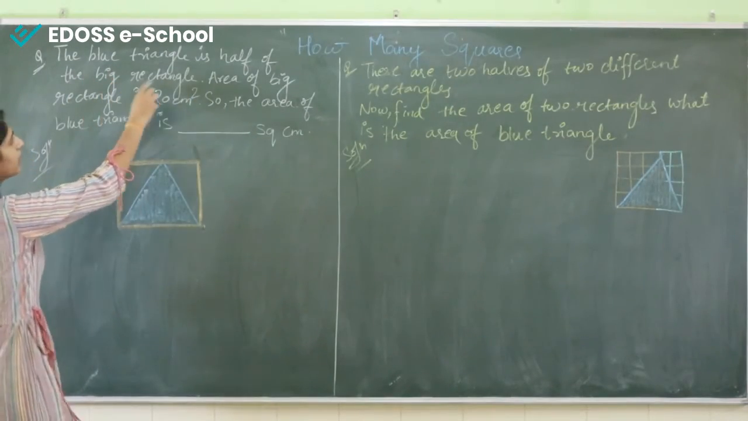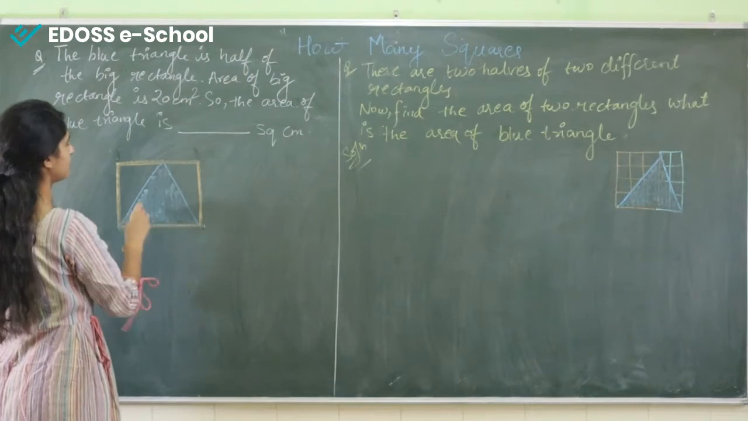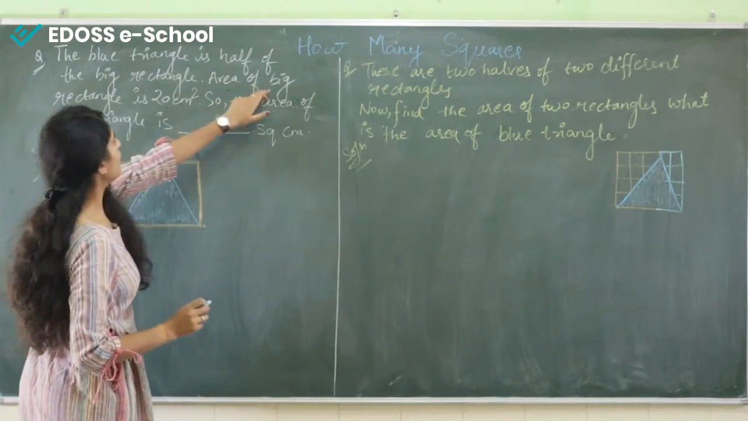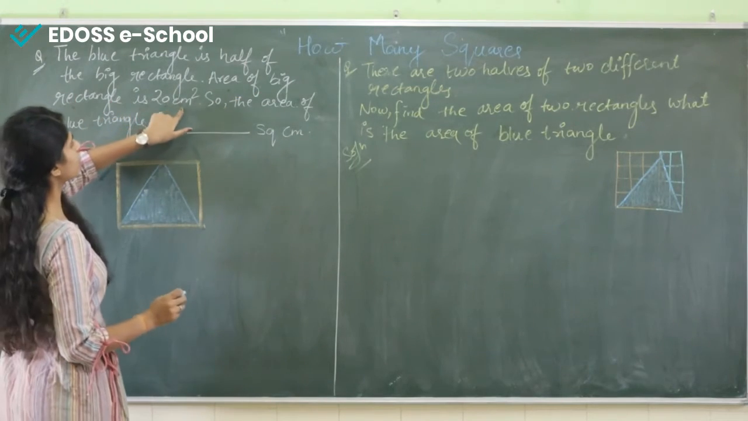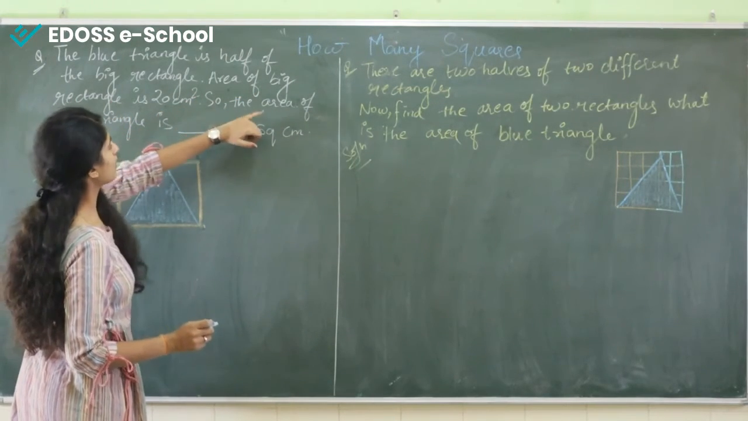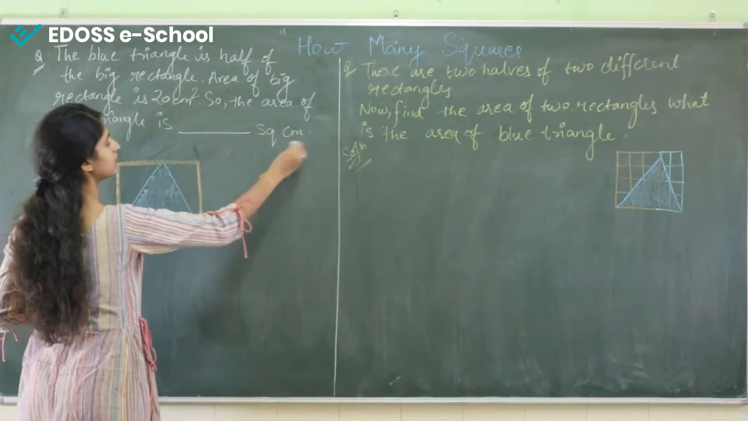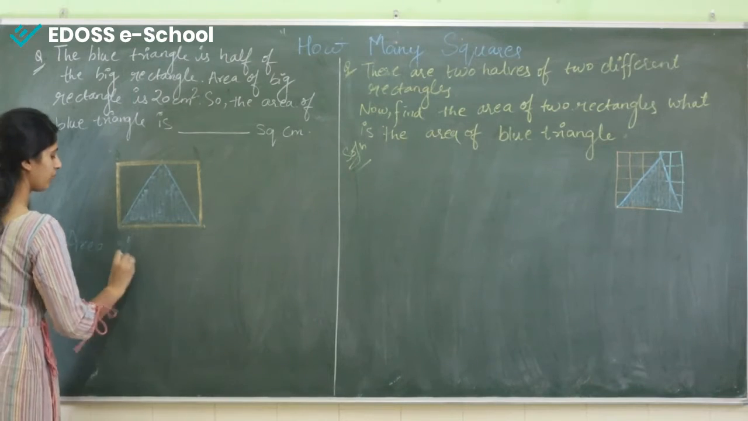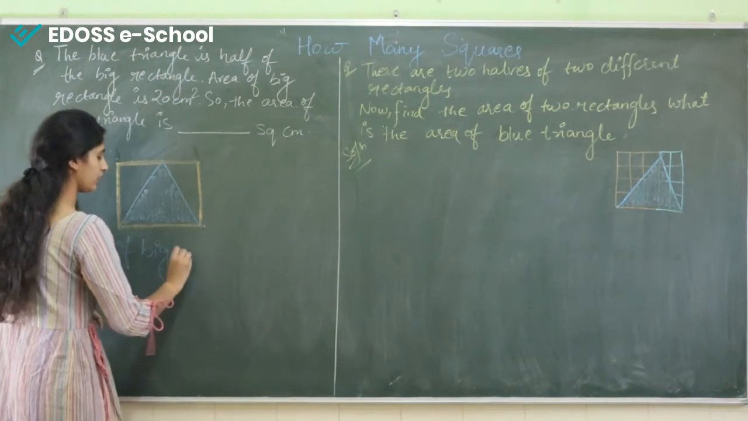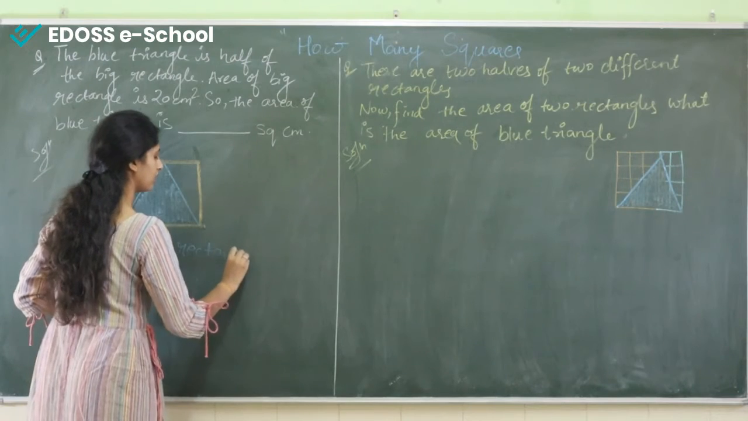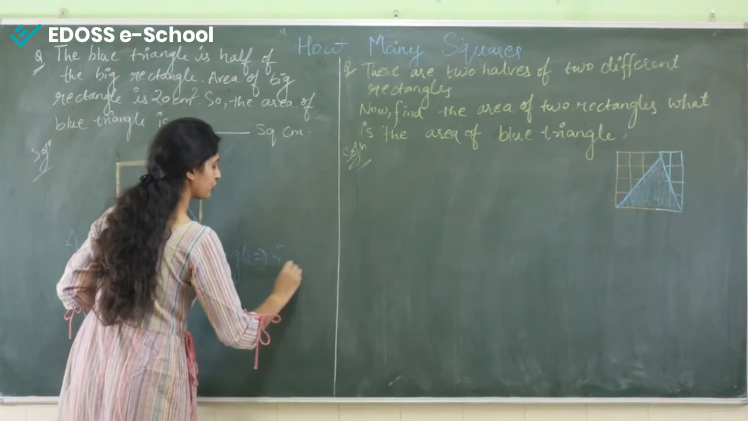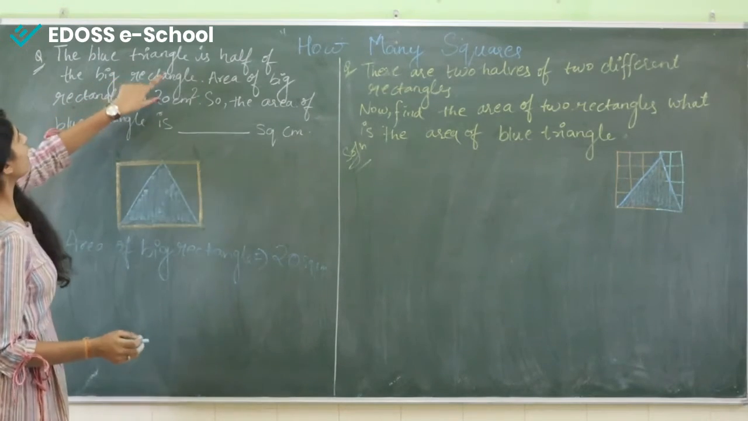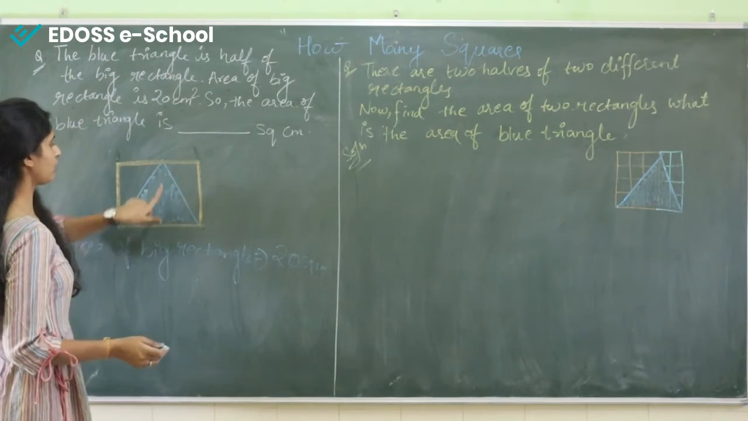The blue triangle is half of the big rectangle. Area of big rectangle is 20 square centimeter. So the area of blue triangle is dash square centimeter. As we know, area of big rectangle is already given, 20 square centimeter. So what will be the area of the blue triangle? We have to find the area of blue triangle.